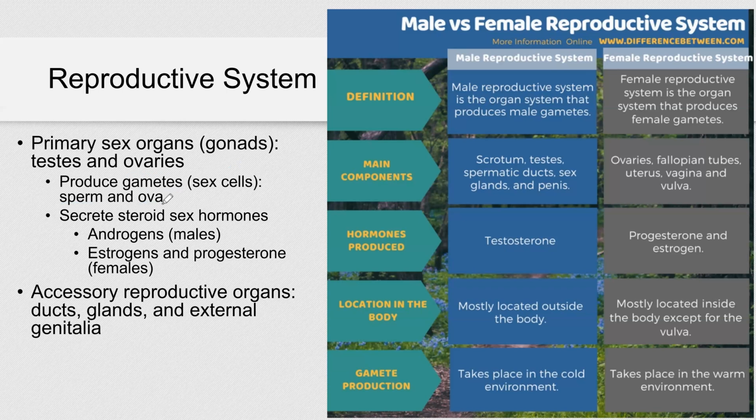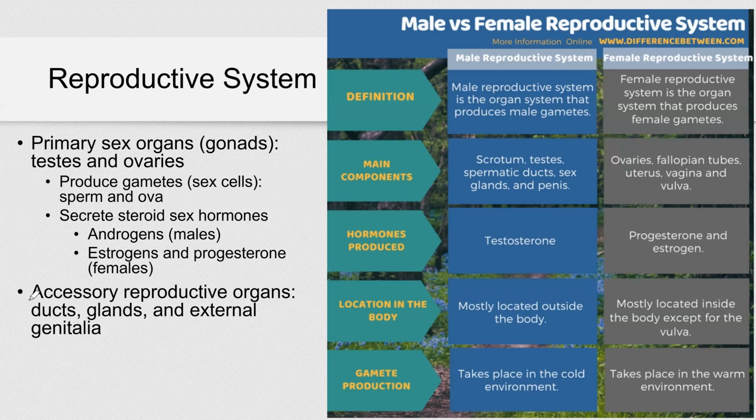Plus, testes and ovaries secrete sex hormones. Males secrete androgens, and female gonads secrete estrogen and progesterone. In addition, the reproductive system includes accessory reproductive organs. So primary reproductive organs are the ones that make sex cells and secrete sex hormones. And accessory organs are pretty much ducts that deliver sperm to the penis and, during ejaculation, to female reproductive organs like the vagina. So those are the male reproductive ducts.